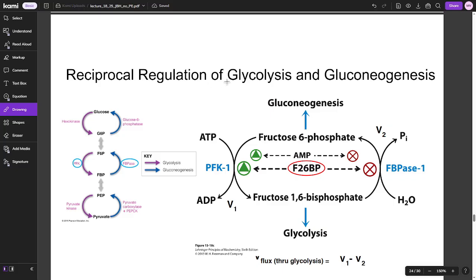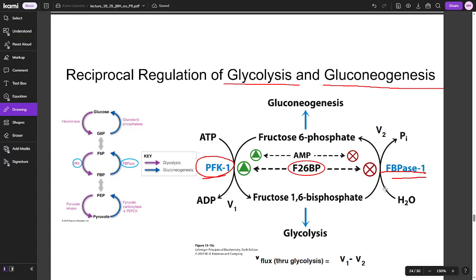And it has a reciprocal regulation for glycolysis and gluconeogenesis, right? So fructose 2,6-bisphosphate activates glycolysis, it activates PFK1, phosphofructokinase 1, but it also inhibits fructose 1,6-bisphosphatase, or FBPase. And actually all of these inhibitors and activators do that. So ATP, for example, will activate FBPase but inhibit PFK1. AMP, for example, will activate PFK1 and inhibit FBPase, right?